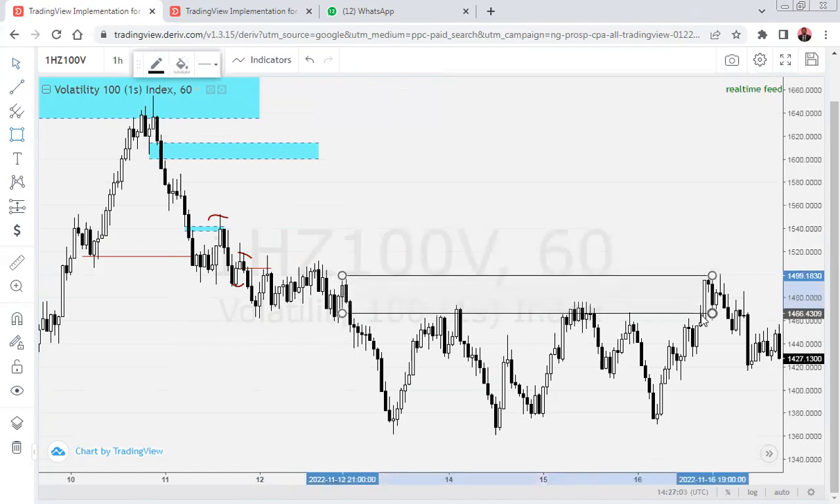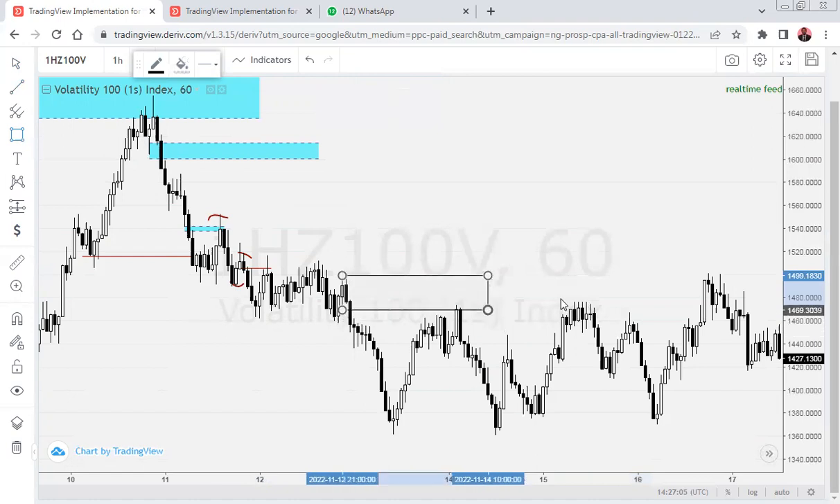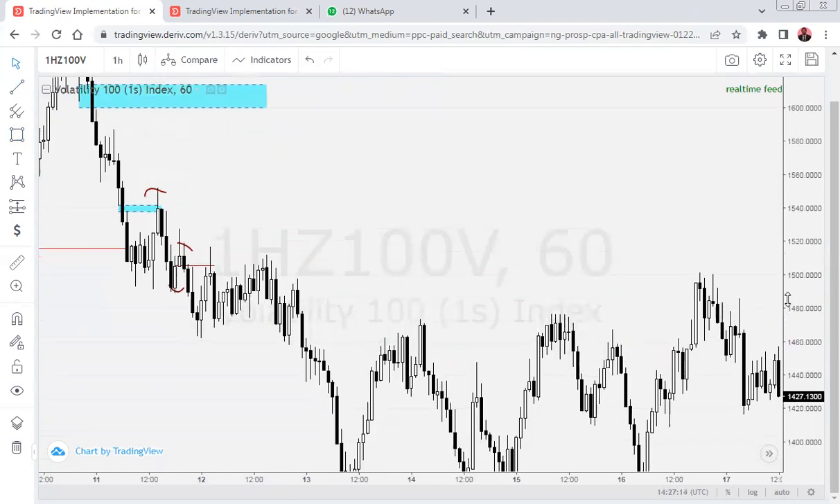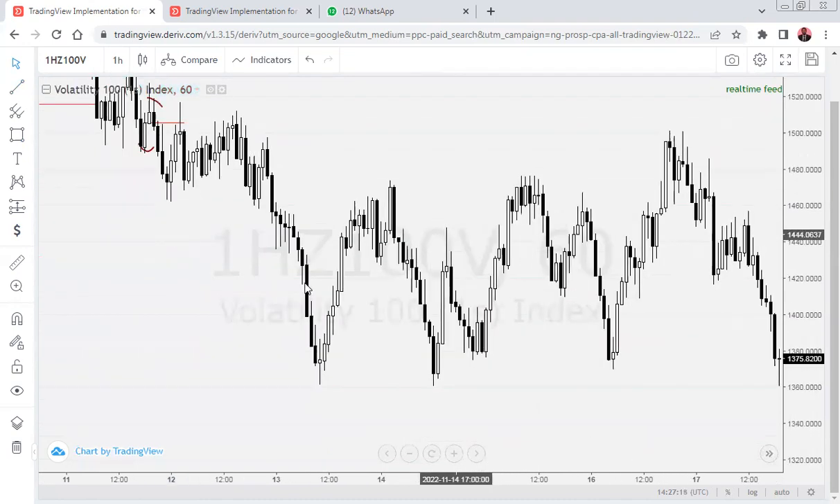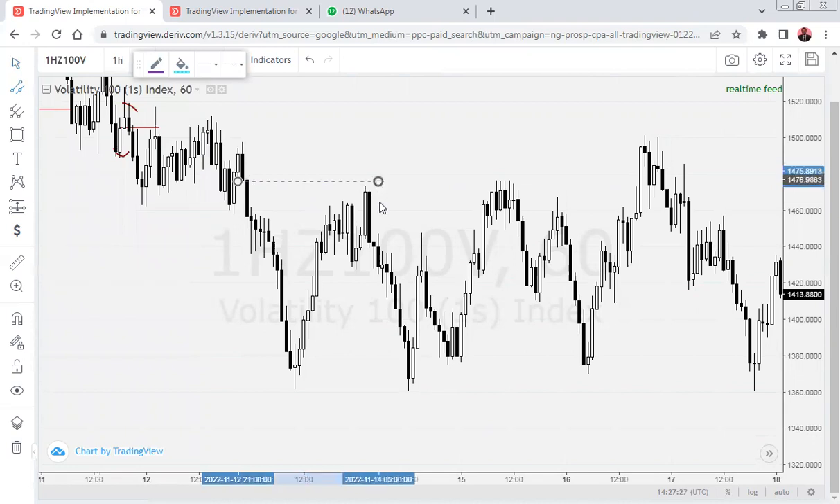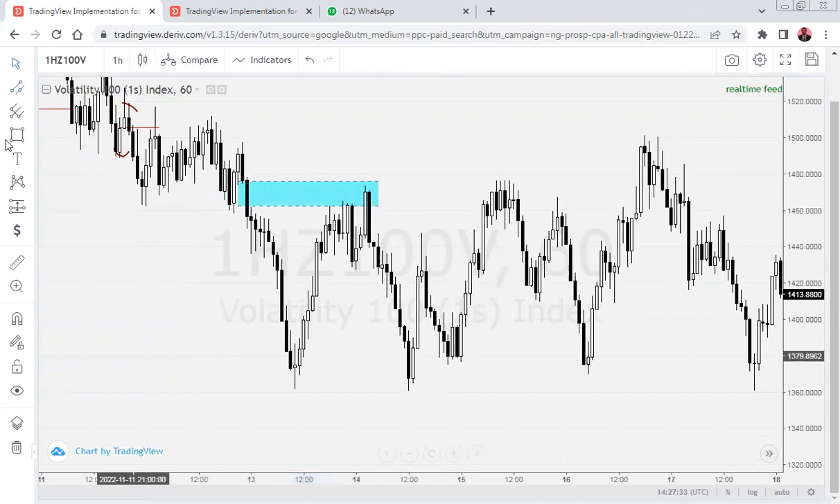Market somehow came back into it, not once, not twice. First play, when market moved away, let me see if I can increase this so that you see it clearly. It's left with an imbalance here. Left with an imbalance here. First, market came back into the imbalance. This was the imbalance. Market came back to it and gave us this push.